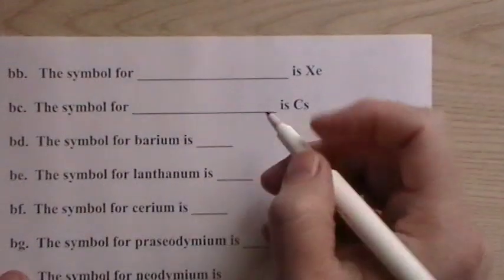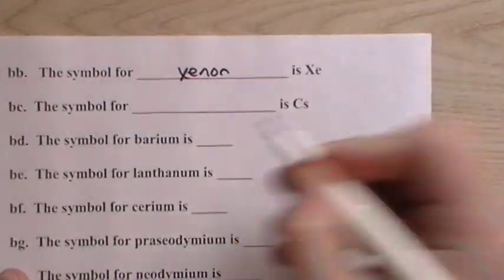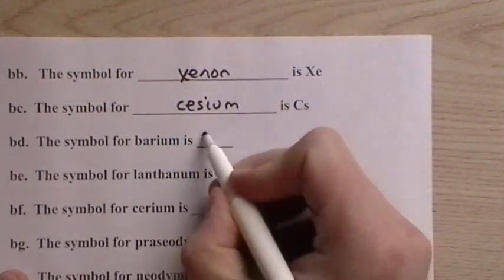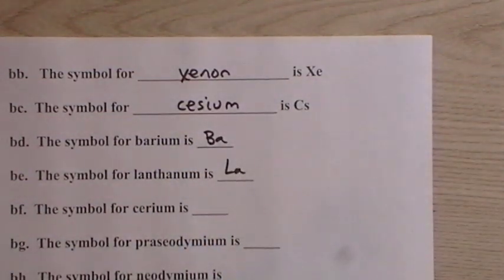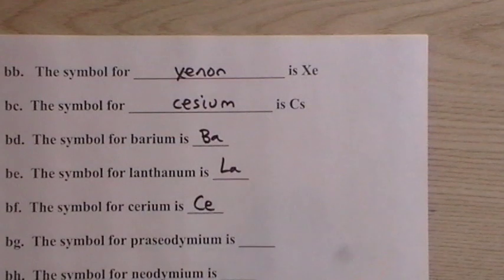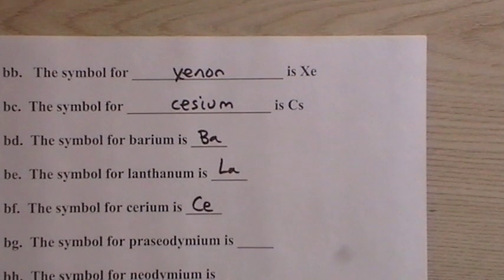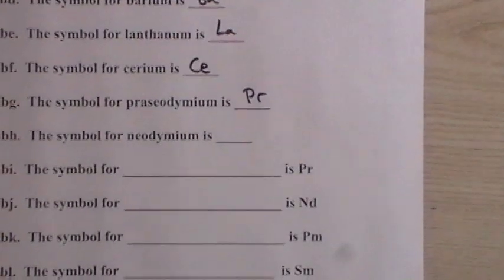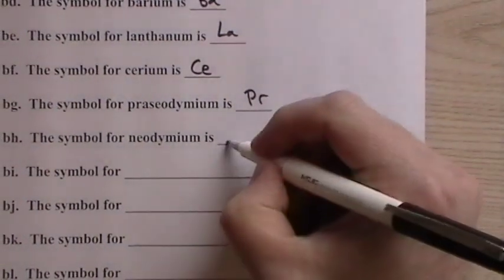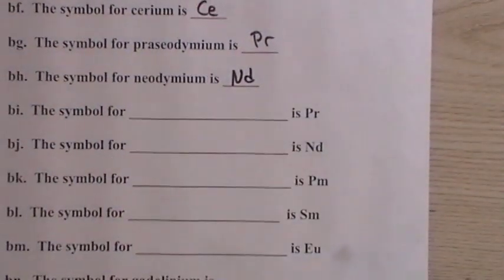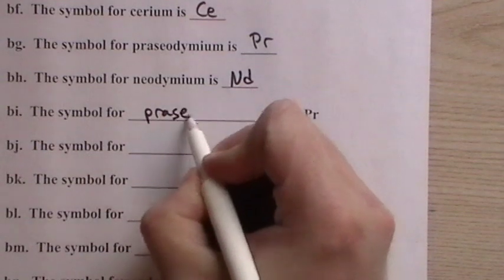All right, what do we have? Xenon. Cs, this is cesium. Ba for barium. La for lanthanum. And then we have cerium is Ce. Praseodymium is Pr. And these P ones can get a little tricky because there's a lot of them. Neodymium is Nd.